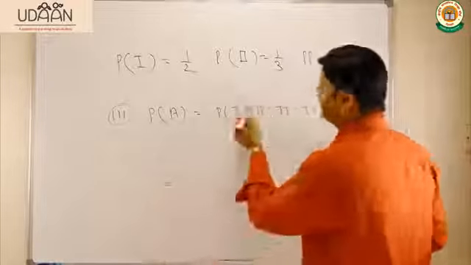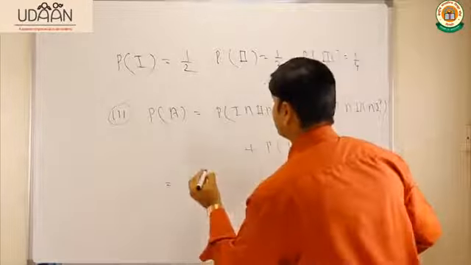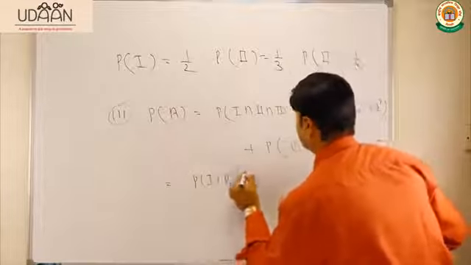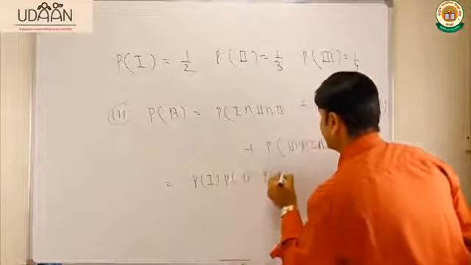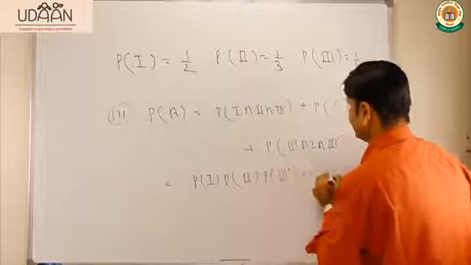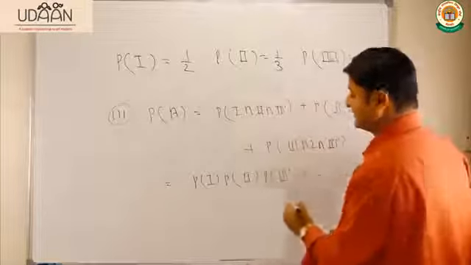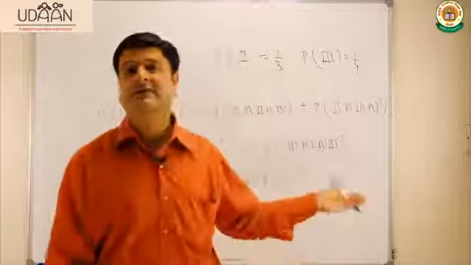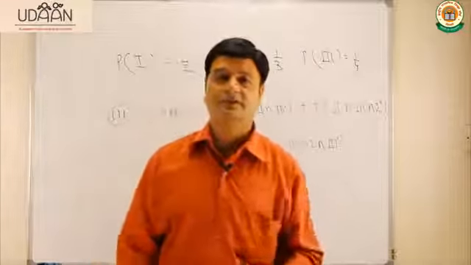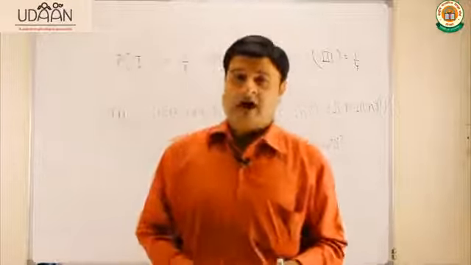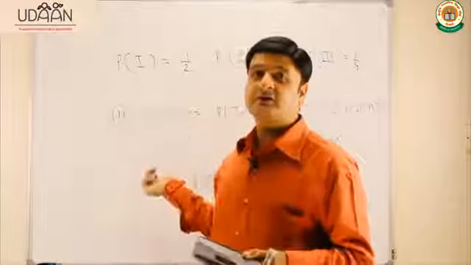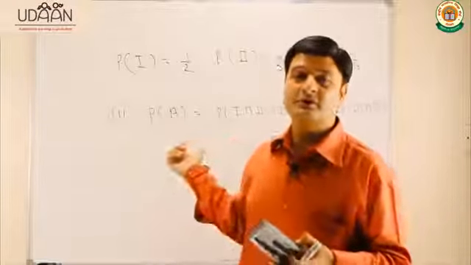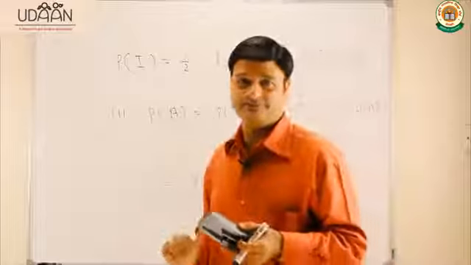Then again, by the multiplication theorem of independent events, I can say it is equal to P of 1 into P of 2 into P of 3 complement. In this way you have to break all the parts, substitute the values, and get the answer. That work is for your homework. I hope now, based on this concept, you will be able to do exercise number 13.2 and 13.3.